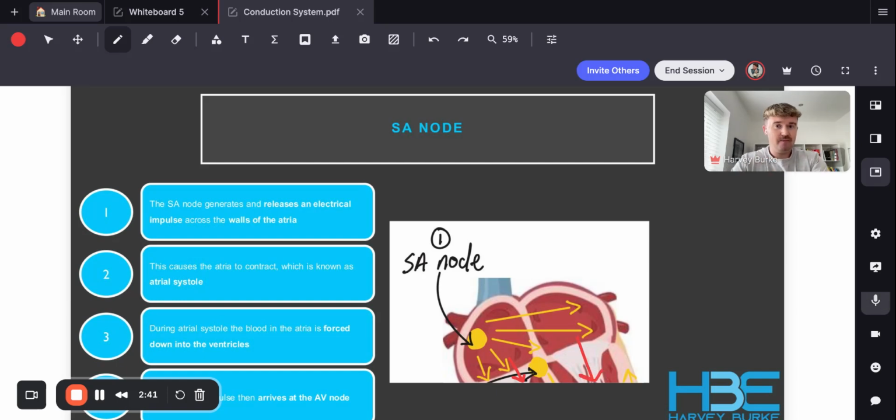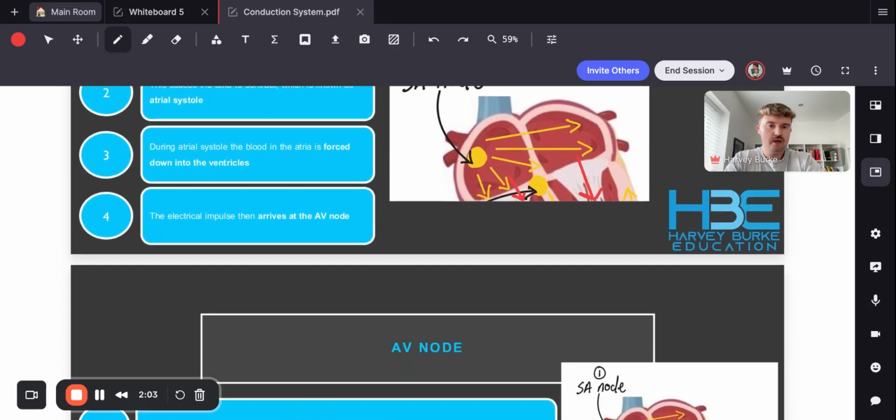And if it's asking about how the conduction system controls the cardiac cycle, you're going to want to mention what happens to blood flow if it's got cardiac cycle in the question. Because saying that the atria contract, which forces blood down into the ventricles, that's answering the cardiac cycle bit. And then saying that the SA node releases the electrical impulse, that's answering the conduction system bit. So that's what the SA node is doing. It's generating its own electrical impulse and then releasing it across the walls of the atria, causing atrial systole.